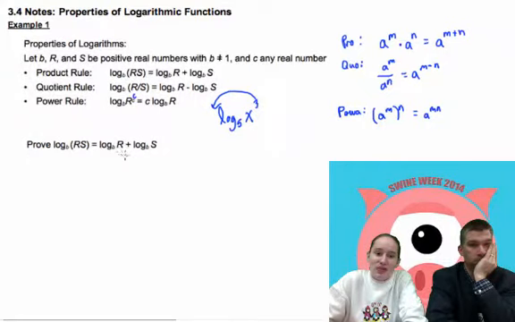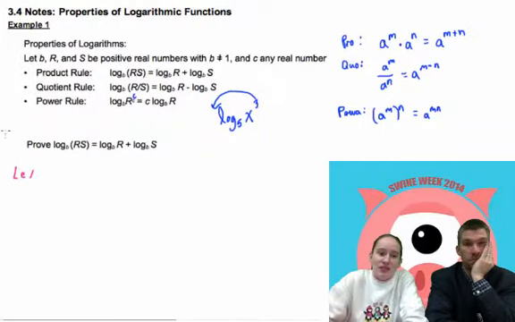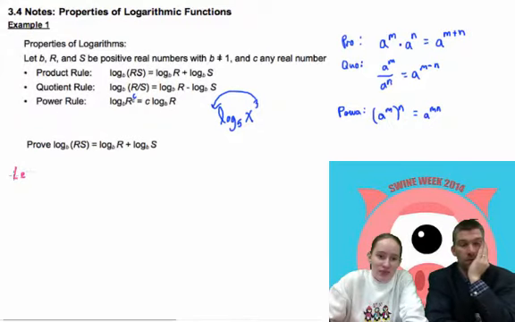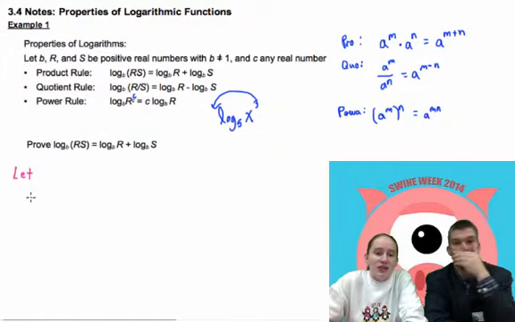So here's what we're going to do. We're going to start with a little bit of substitution. Now, how come we're substituting right off the bat? Because that's what we're supposed to do. Okay, if you say so. I believe you.